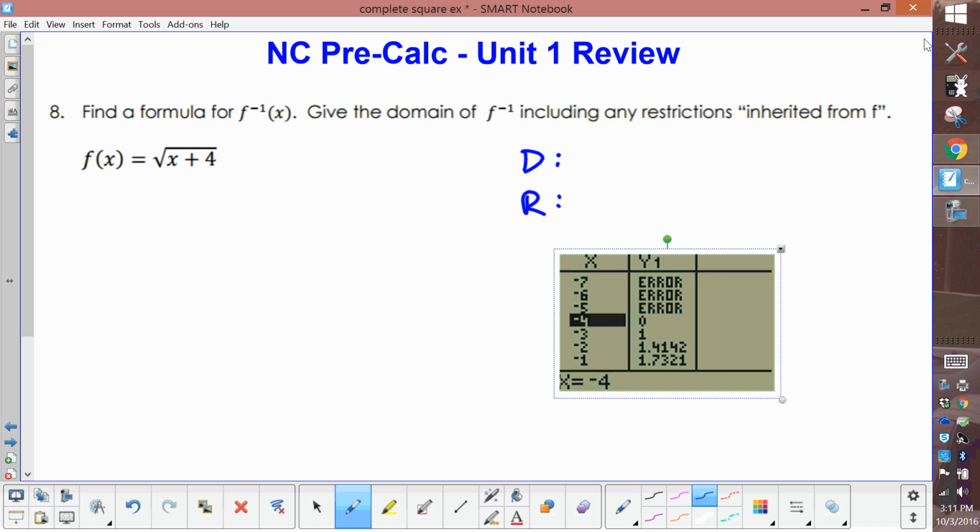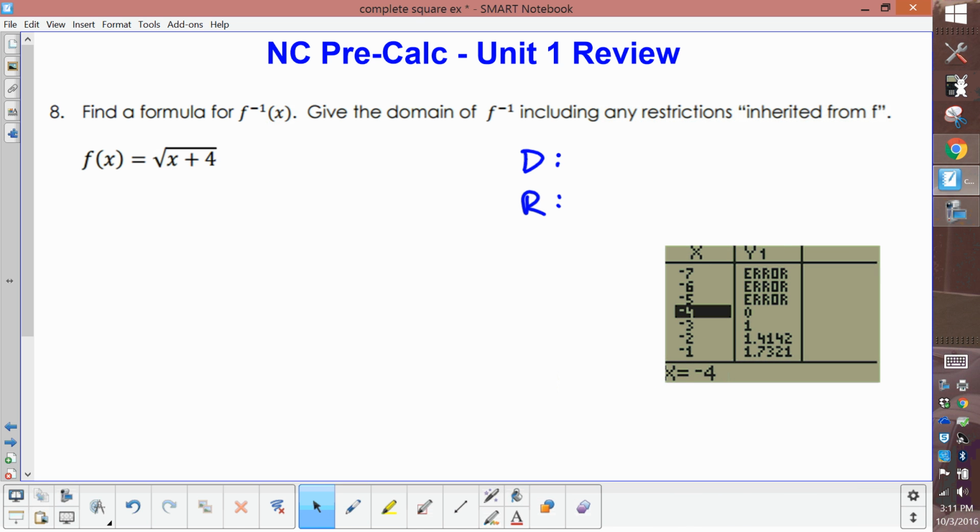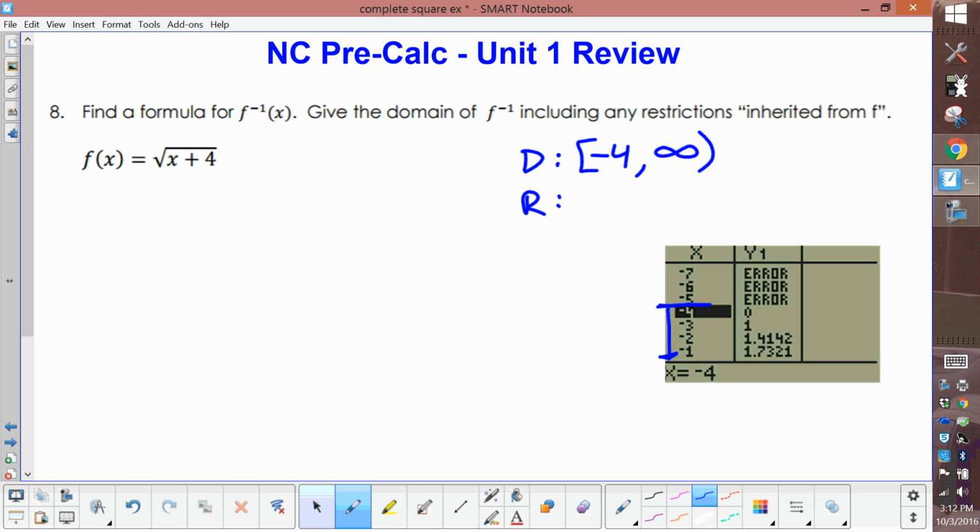All right, so you'll notice the math likes -4, and from there, all numbers that are greater, I could scroll this way forever like I just showed on my calculator. So my domain would be -4, close bracket, to positive infinity. My numbers can keep getting larger, larger, larger.